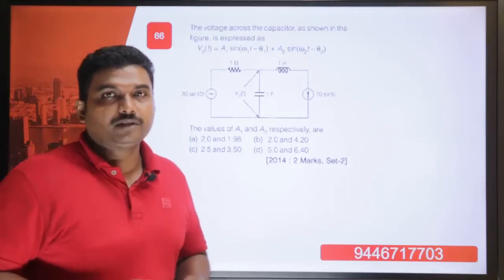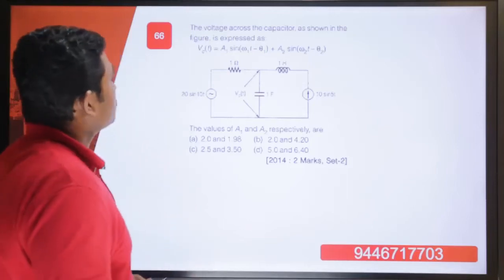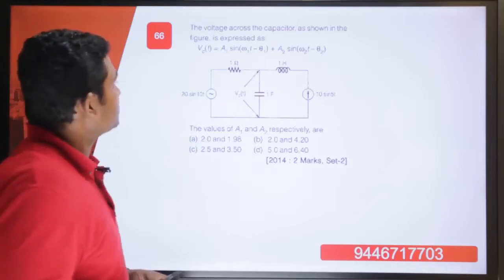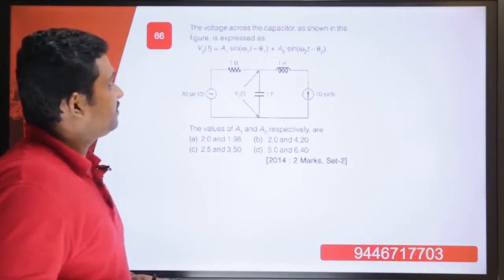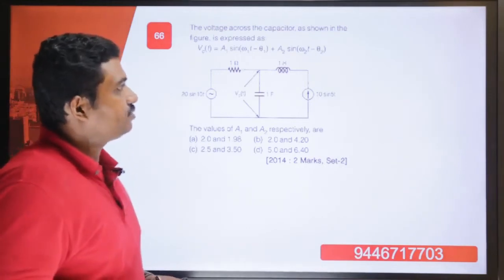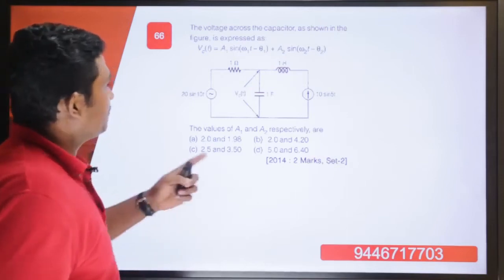We are continuing with question 66. So this is question 66. Voltage across the capacitor as shown in the figure is expressed as Vc of t is equal to A1 sin(omega 1 t minus theta 1) plus A2 sin(omega 2 t minus theta 2). So this is the figure that is given.